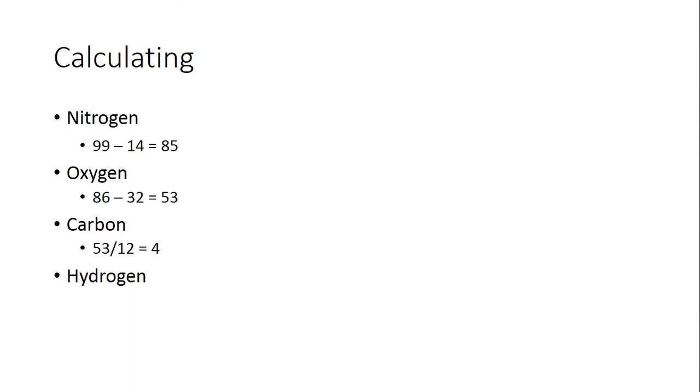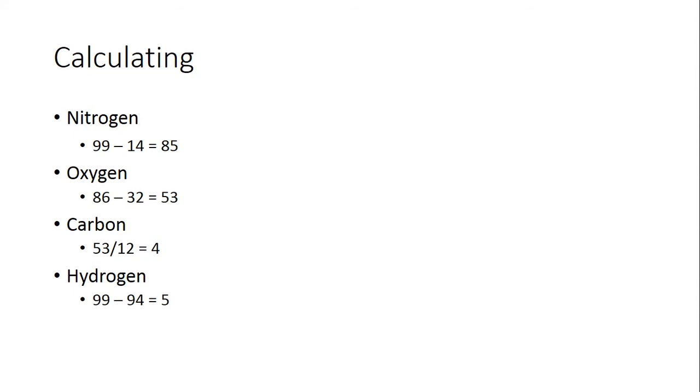If we work backwards here and count up the molecular mass of these 3 components so far, we get 94. And if we subtract that 94 from the original 99, we're left with 5, and since the molecular mass of hydrogen is 1, we know that there are 5 hydrogens.